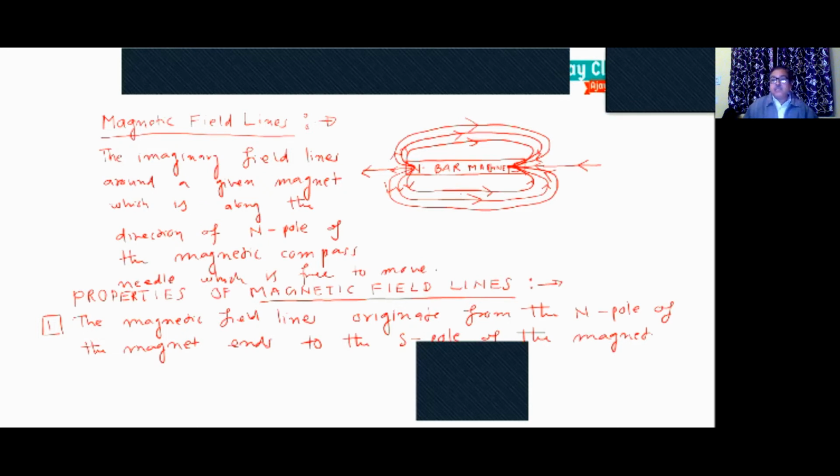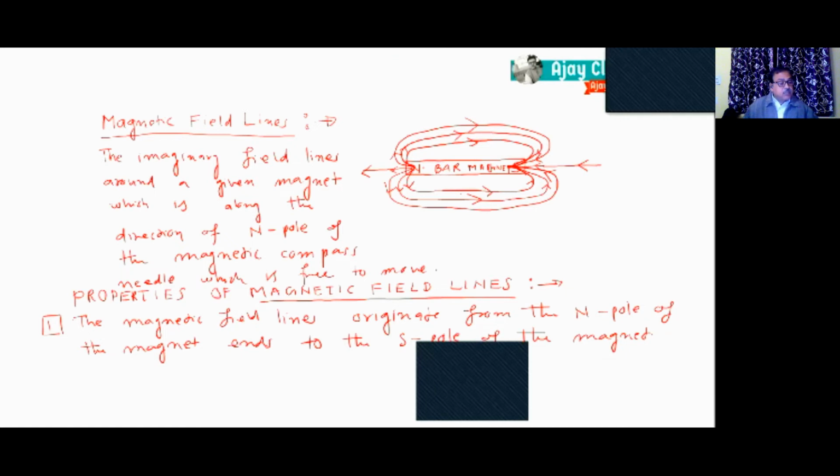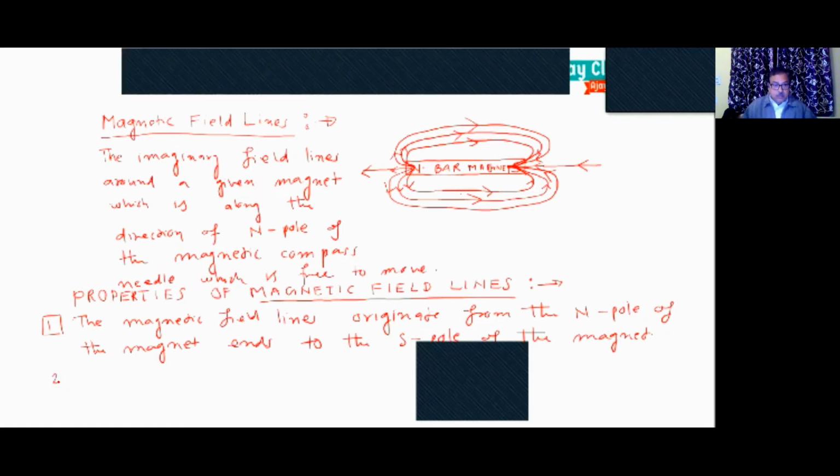The second property of magnetic field lines is that magnetic field lines are closed and continuous curves. So we should note down these two points: the magnetic field lines are closed and continuous curves. We should take care of these points.